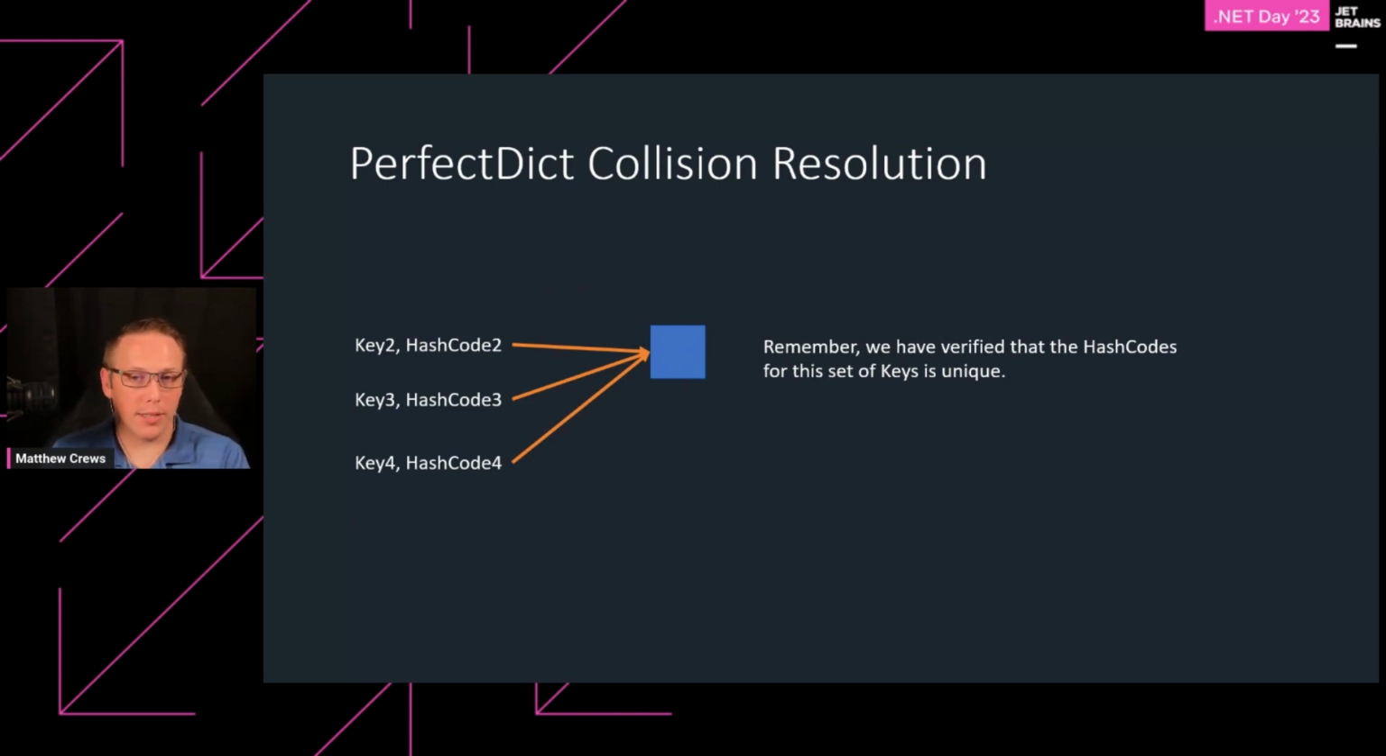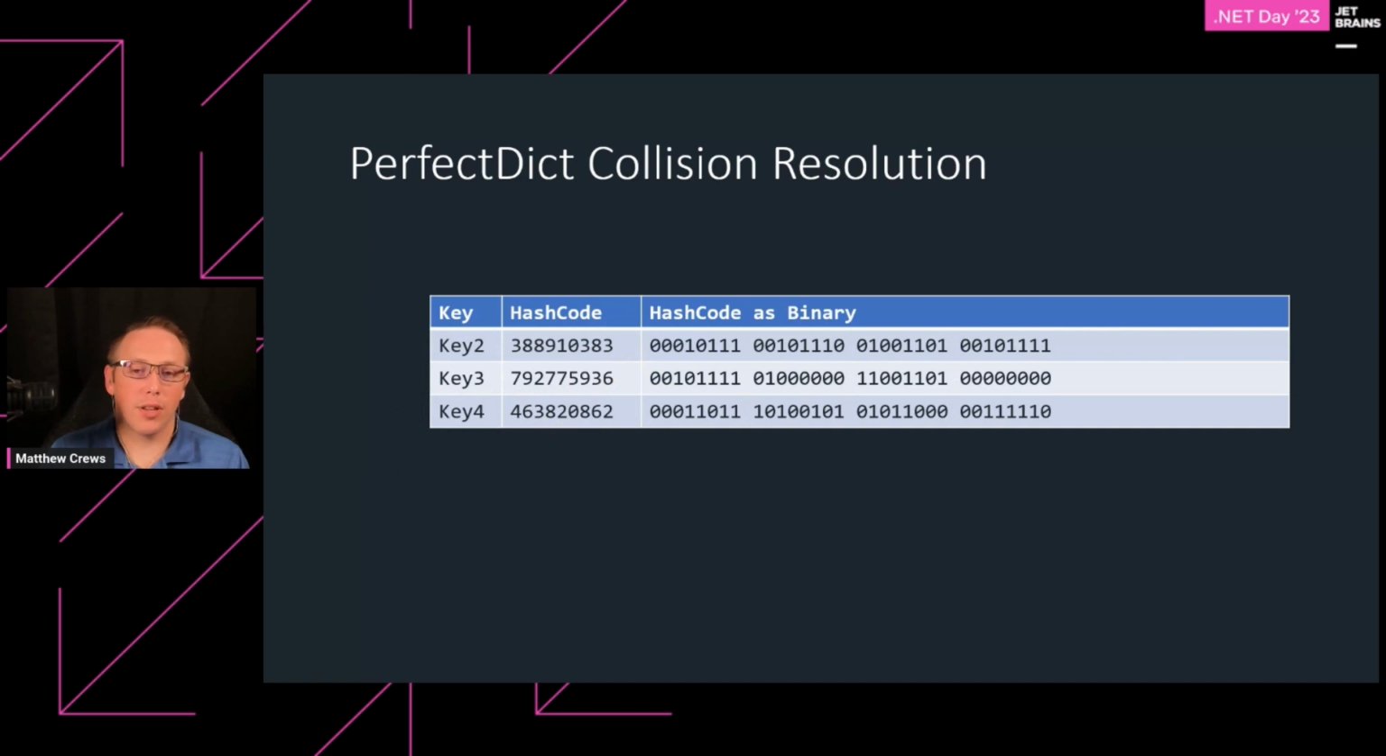And this is one of the other things that's important about this technique. It's not guaranteed to succeed. So you need a fallback version of your dictionary to deal with the scenarios where you do have hash code collisions, where 2 keys are computing the exact same hash code. Highly improbable, but possible. You need to deal with it. But let's assume we've done that validation and we have unique hash codes. And for this example, let's say these are the hash codes for those keys. So key 2 has a hash code of 38889, key 3, key 4. They are unique.